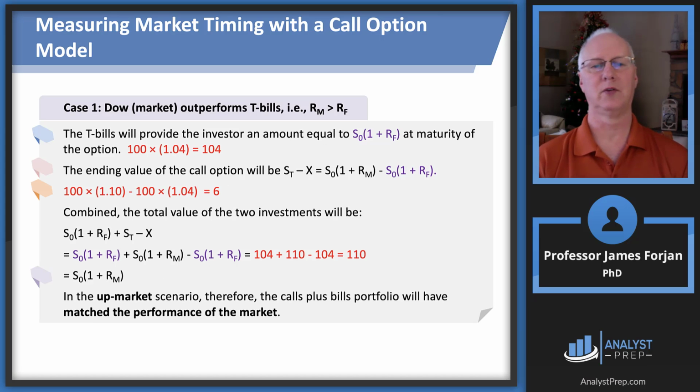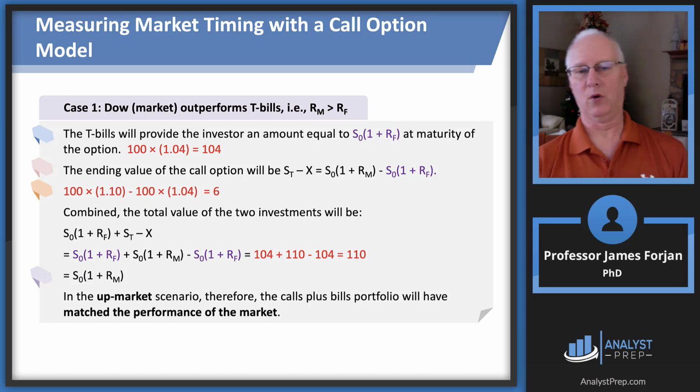So our exercise price is 104. In order to get the ending value of the call option, all we really need to do is take the future value of the market portfolio minus the future value of the treasury bill. And that's what I did there. So 100, there's our Dow, times the 110. Let's just suppose that the Dow increases by 10%. So 10%, which is greater than 4%, minus that 100 times the 104. That gets us 6. So if we take the 104 in red and the 6 in red, we get 110.